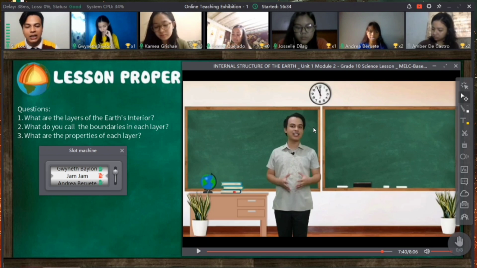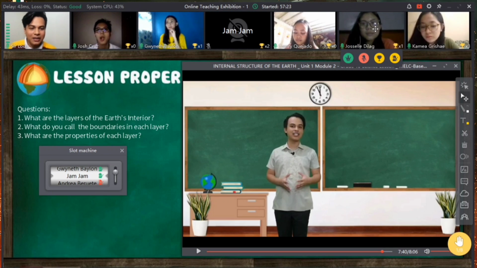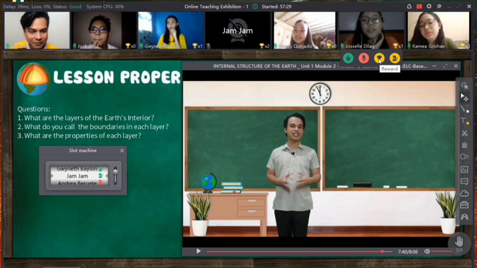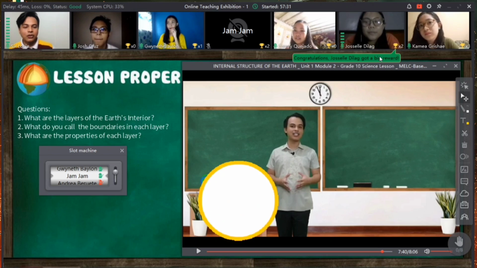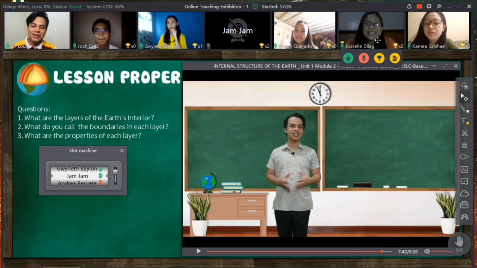How about the Gutenberg discontinuity? Anyone? Let us have Josel. The Gutenberg discontinuity can be found on the outer core and the mantle. Okay, very good. So the Gutenberg discontinuity is found between the outer core and the lower mantle.